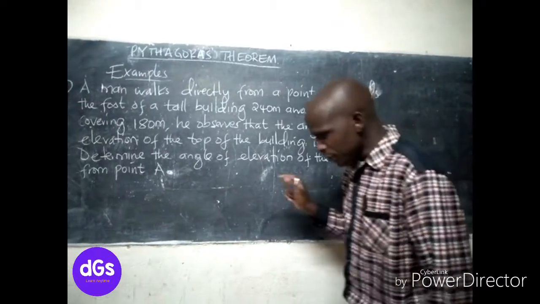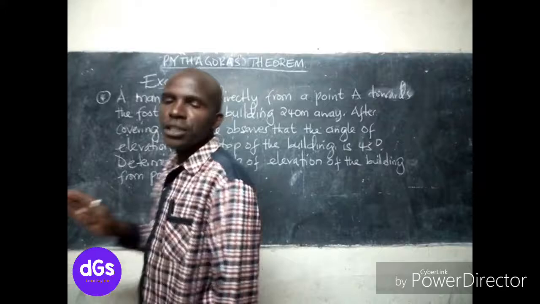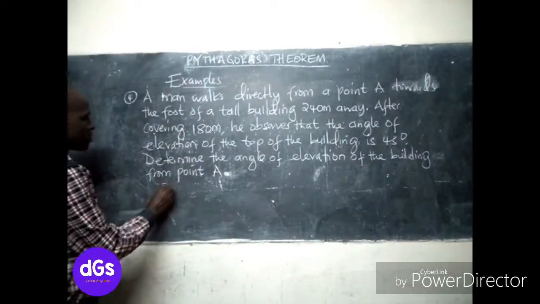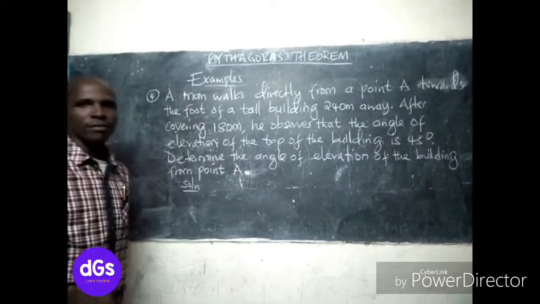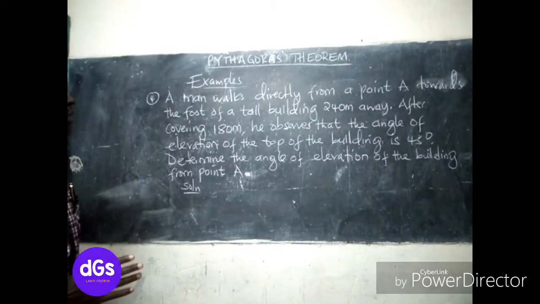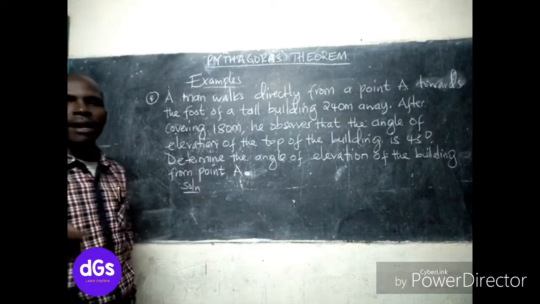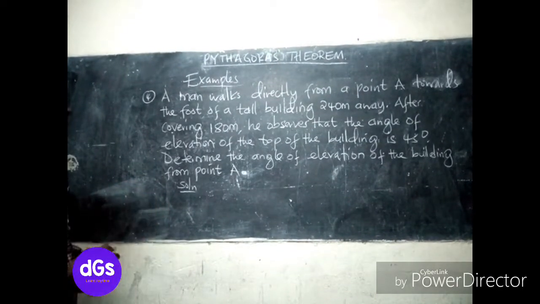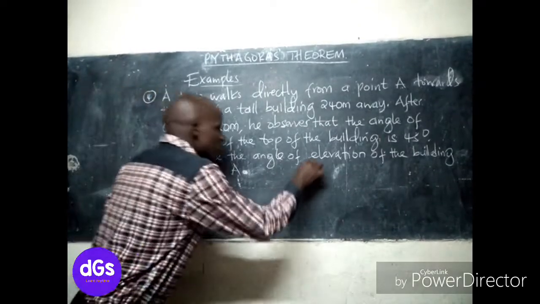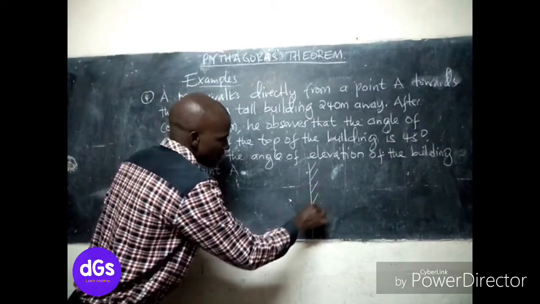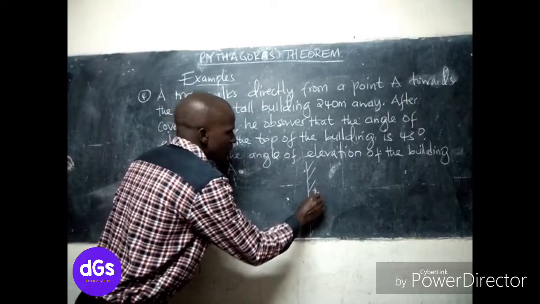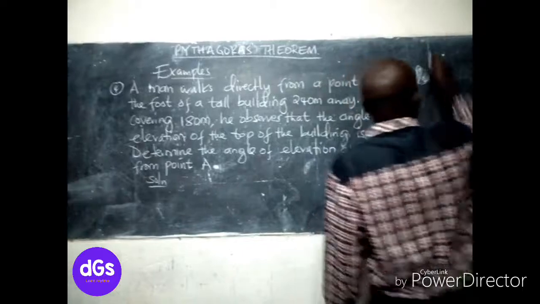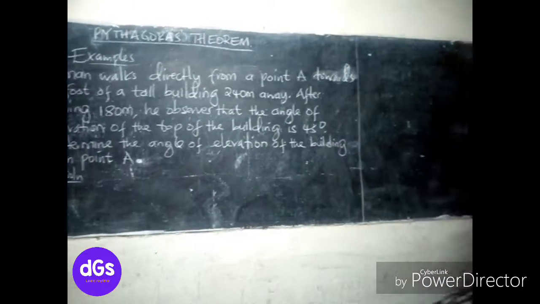Now, how do you apply Pythagoras theorem to solve this kind of question? The first thing is to draw a sketch to represent this information, possibly in a diagram, so that we can have a good view of what we are dealing with. The first thing is that there is a building somewhere.